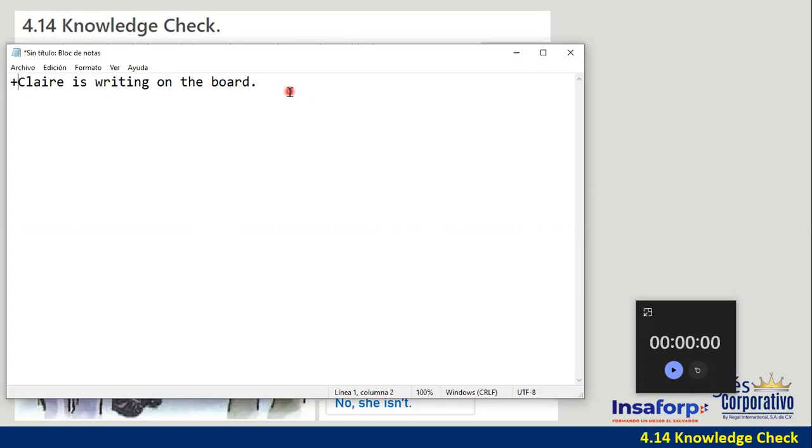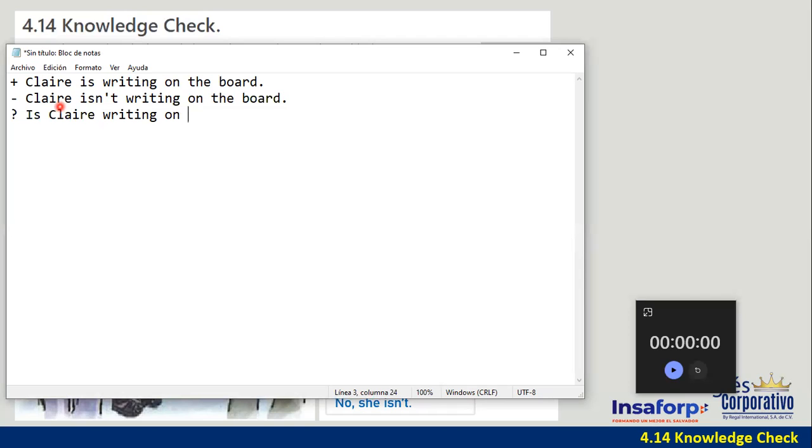Esta sería la afirmativa. Ahora vamos con la negativa. ¿Cómo nos quedaría la negativa, chicos? Sería Claire isn't writing on the board. Bien. ¿Cómo me quedaría la pregunta? Is Claire writing on the board? Is Claire writing on the board?